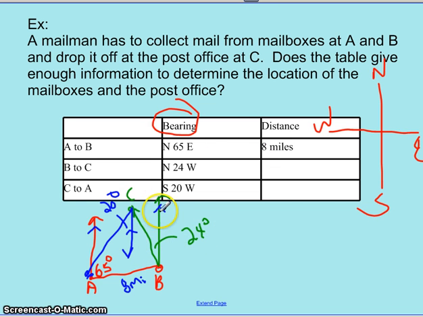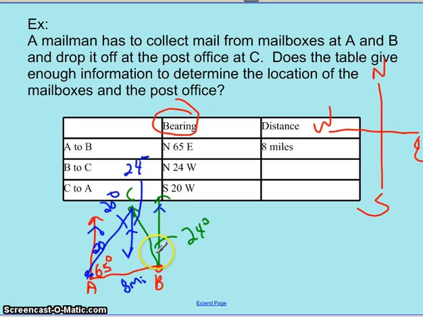For instance, these two are parallel lines cut by this transversal, so that these would be alternate interior angles. So this right here I would know would be 24 degrees without much work at all. Another thing I would know is here's another parallel lines, the red and the blue one. So this 20 degrees would also be this angle right here, because those are alternate interior angles.